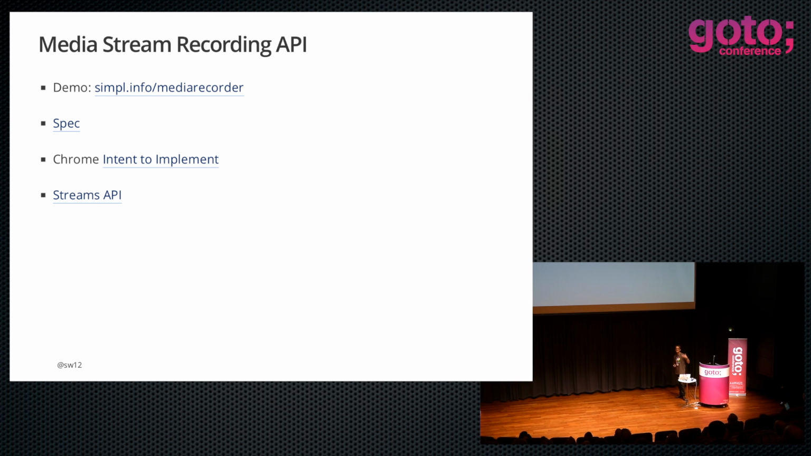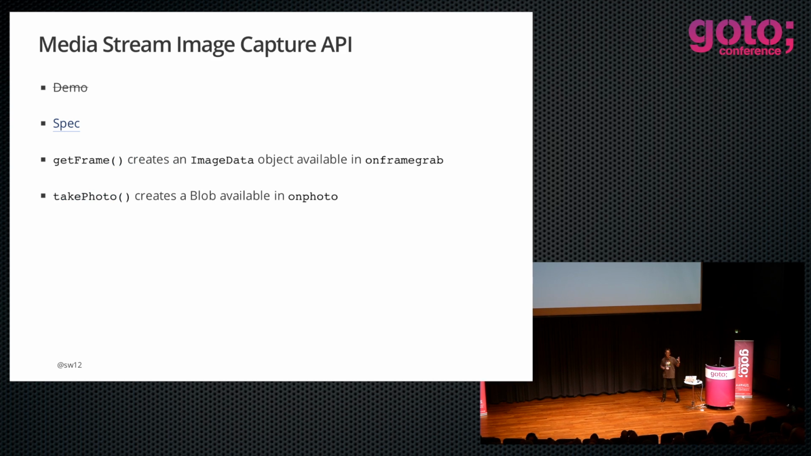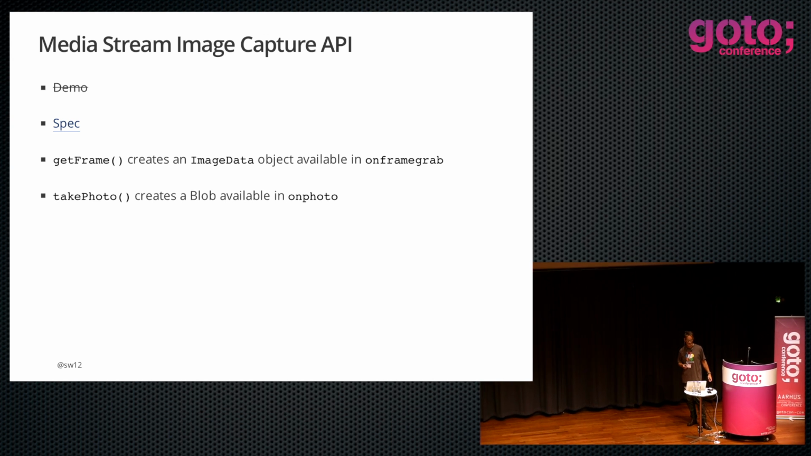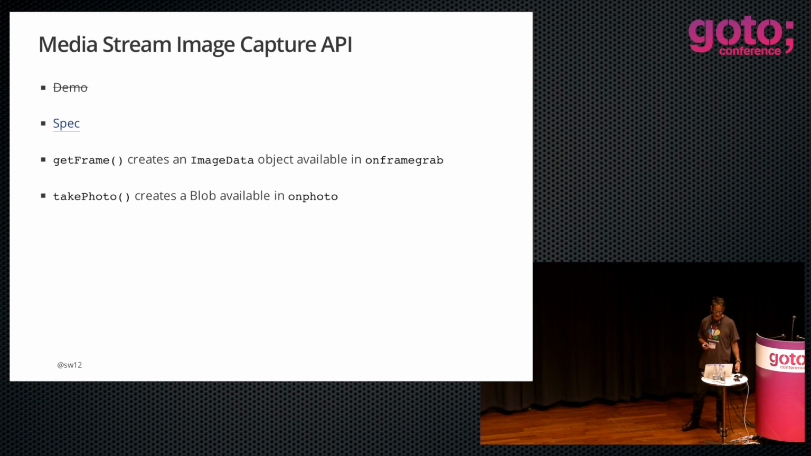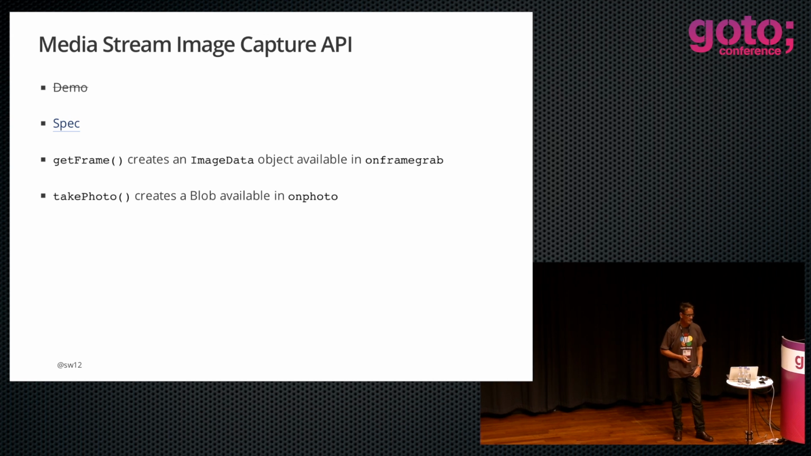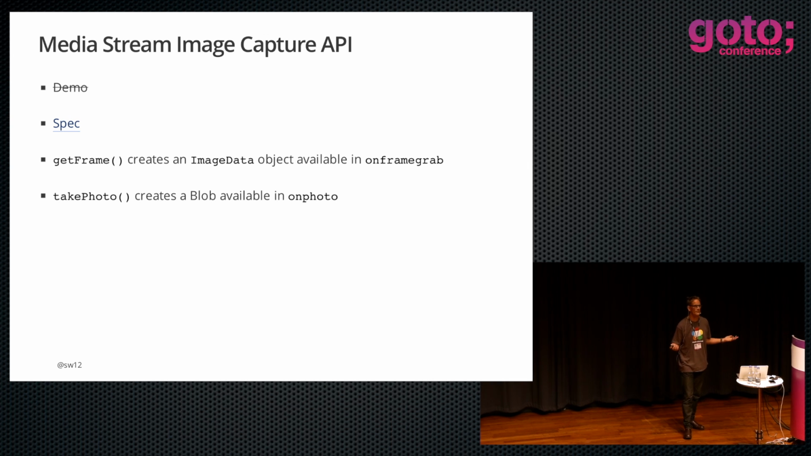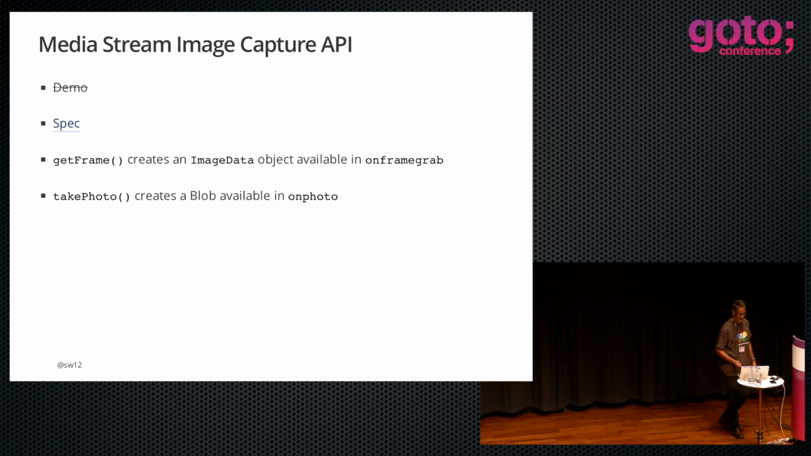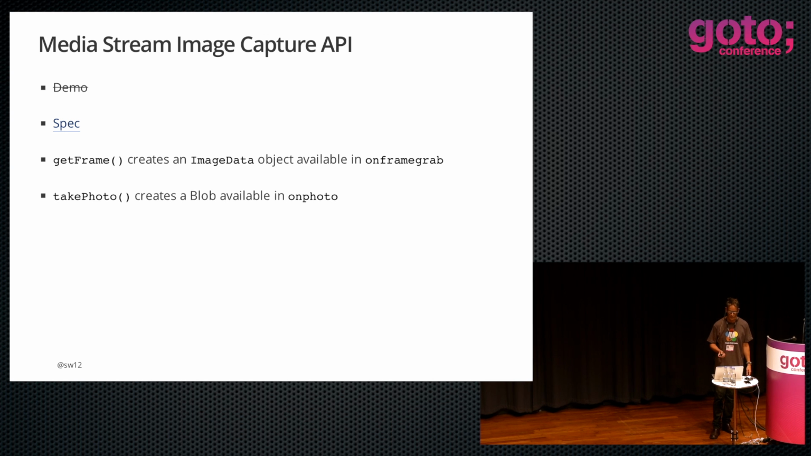A lot of people have asked for specifically the ability to essentially take photographs. And again, of course, this is crucial to apps running on mobile devices. Well, we have a spec for this. It essentially has two methods. One is getFrame, which gets a frame full of image data. And the other method is takePhoto, which kind of does what it says and creates a blob's worth of image that you can access from an onPhoto handler. So yeah, that's coming up at the moment and worth looking at the spec.